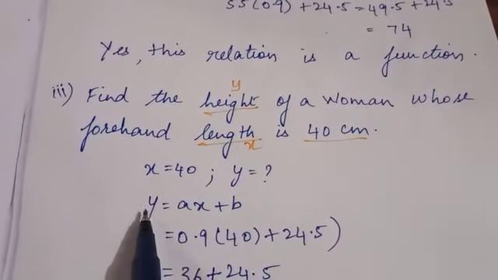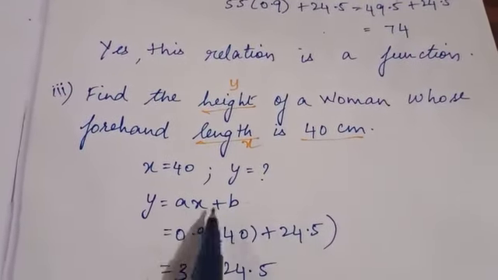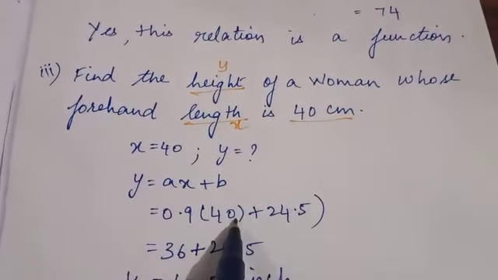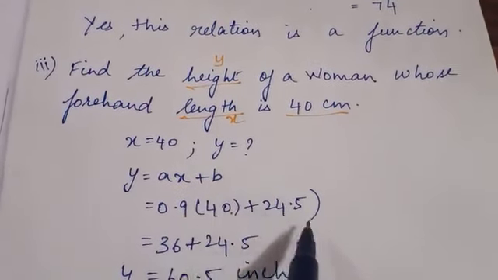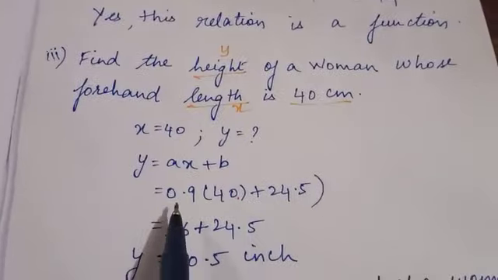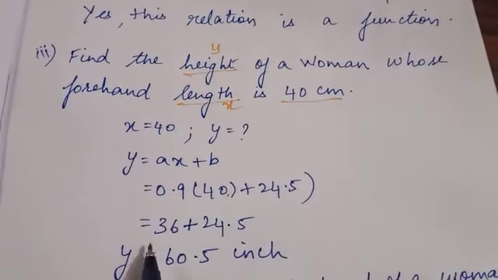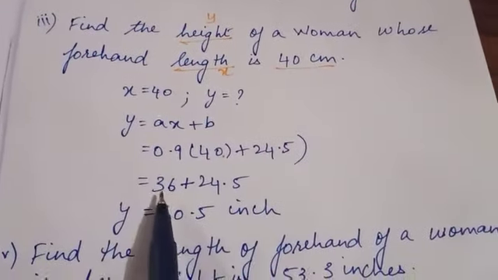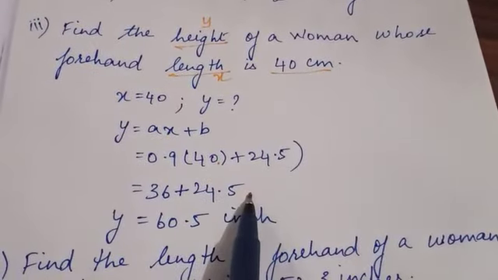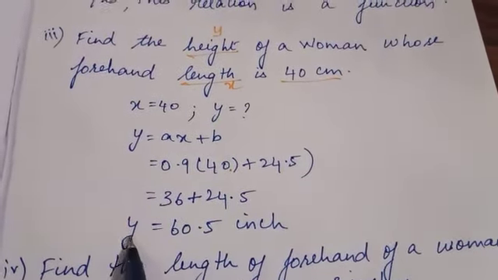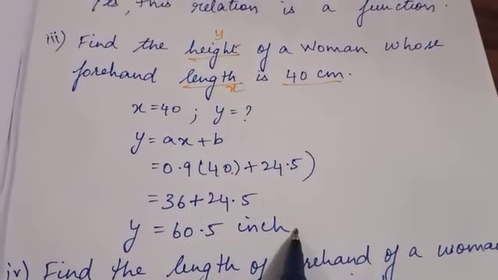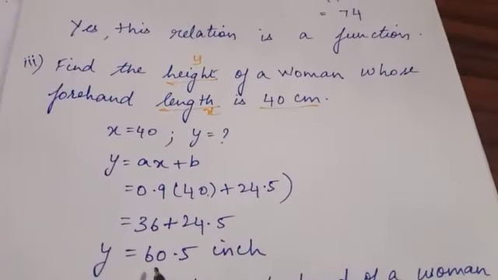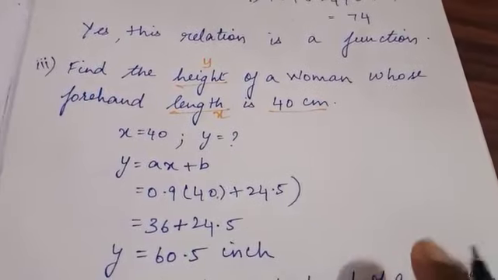So we are going to substitute it in this equation. Y is equal to ax plus b. So the value of a is 0.9 and the value of x is given as 40 plus the value of b is 24.5. So 0.9 into 40 is 36 plus 24.5. If we add 36 plus 24.5, we'll get 60.5. So y is equal to 60.5 inches. Since height is given in inches, I'm writing our answer in inch.